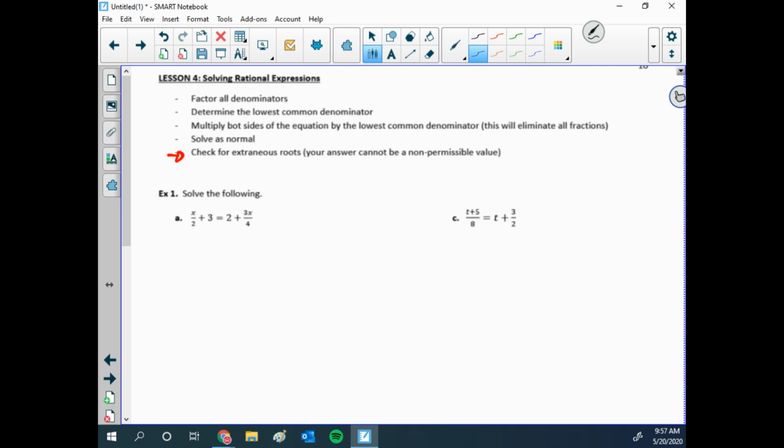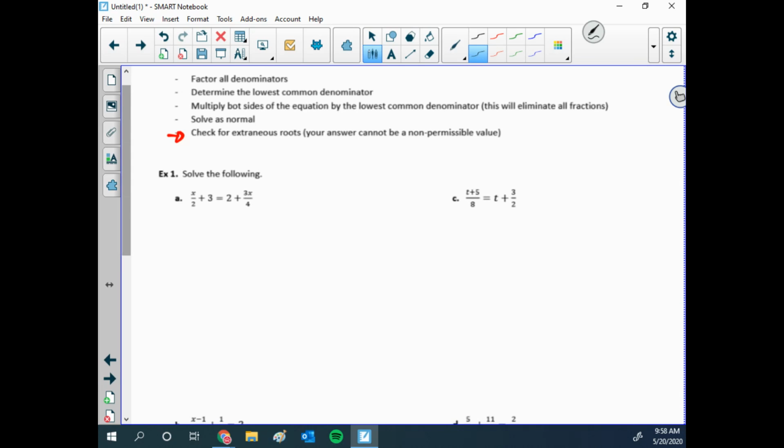So let's employ these steps on a few questions. There are quite a few examples in the notes. I'm probably only going to go through maybe 4 in total here. So let's take a look at 1a. It says x over 2 plus 3 equals 2 plus 3x over 4. And the first step says find a common denominator.